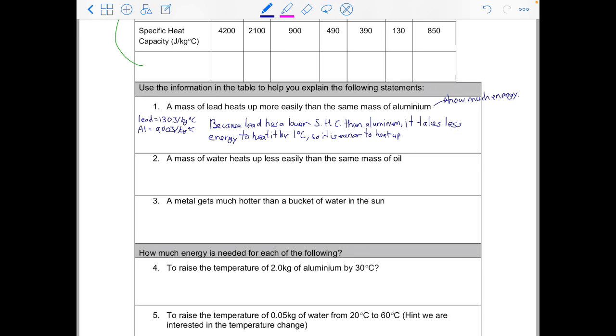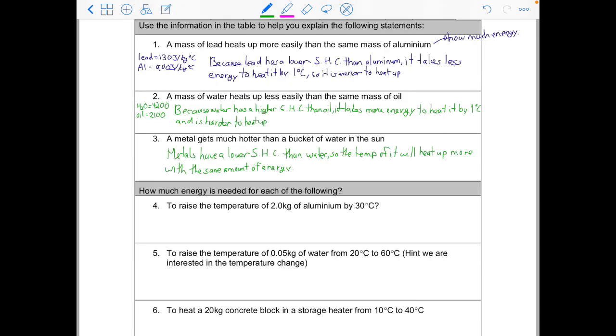green pens. So here are those green pen answers for those questions. Question 2 is pretty well the same as question 1, just with different substances and in reverse. So why is it less easy to heat up? And the third one, you have to think about it a little bit more, but looking into the definition of specific heat capacity, because metals have a lower specific heat capacity than water, the temperature of it will heat up more with the same amount of energy. So it takes less energy to heat metals than water, so they will heat up more with the same amount of energy.